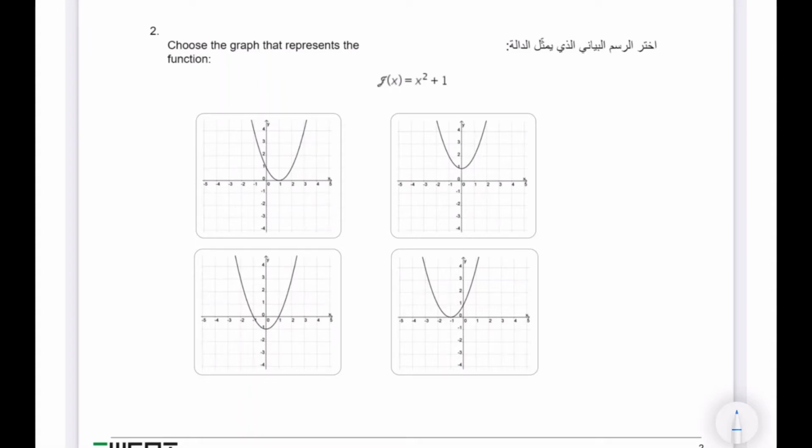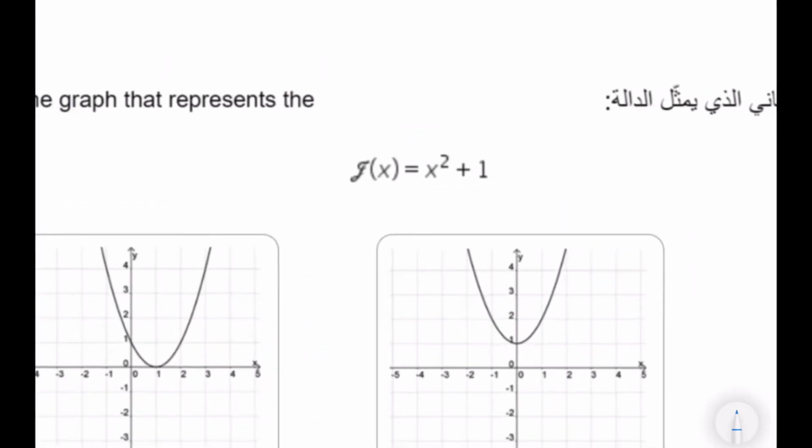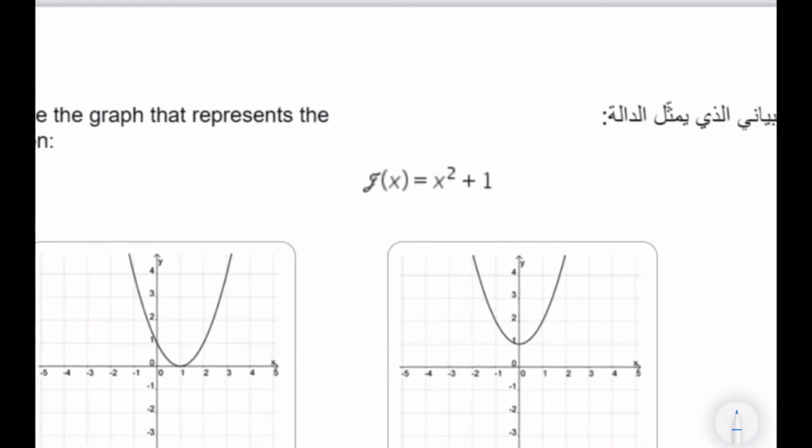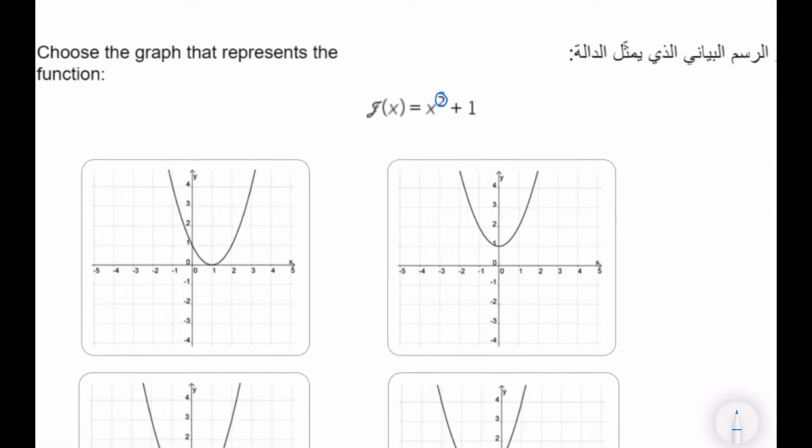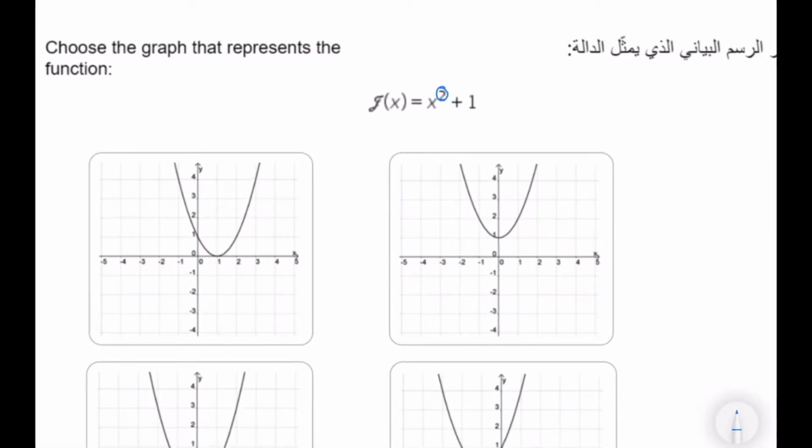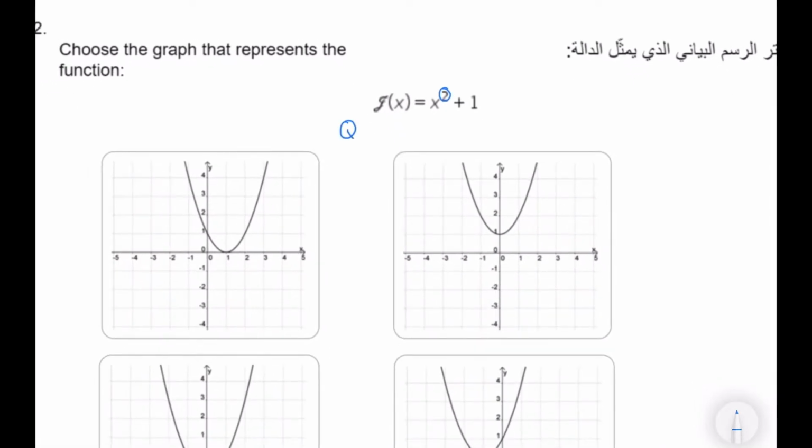Choose the graph that represents the function f of x equals x squared plus 1. So right away we can see that this function, the leading coefficient of it, has a degree of what? A degree of 2. Having a degree of 2 means that this function is a quadratic function. What is this function? It is a quadratic function. Quadratic, which means to the power of 2.